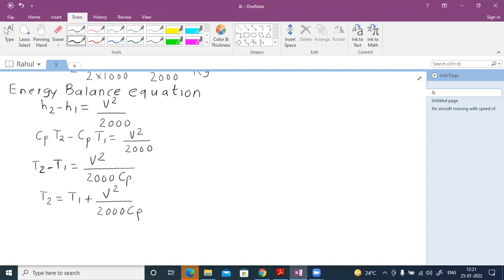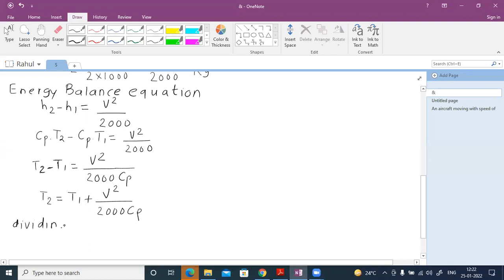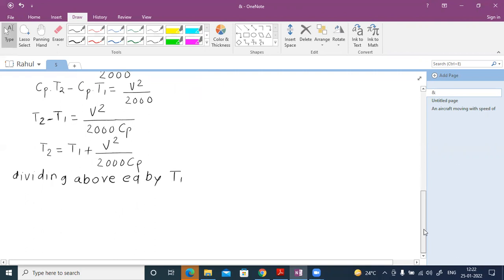Now see what I'm doing. Let us divide this entire equation by T1. Let us see what I'm getting. So now I will get T2 by T1. Now T1 by T1 is 1, plus V square divided by 2000 Cp into T1, because I divided the above equation by T1. So this is the equation which I will get.